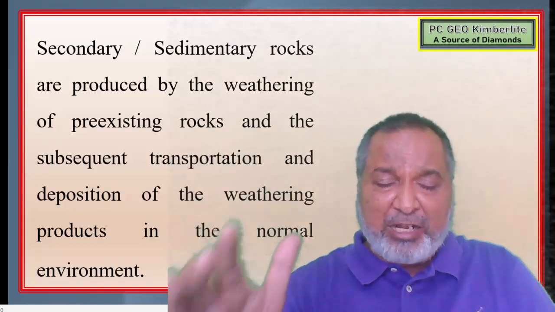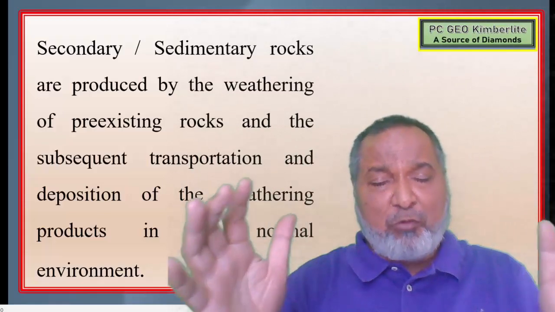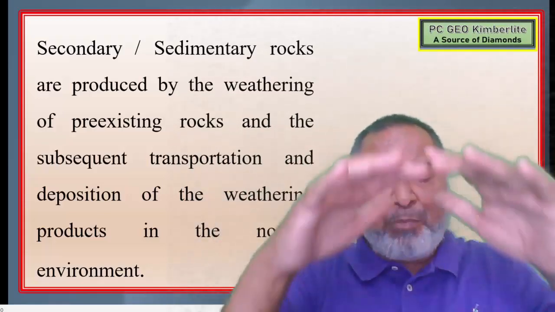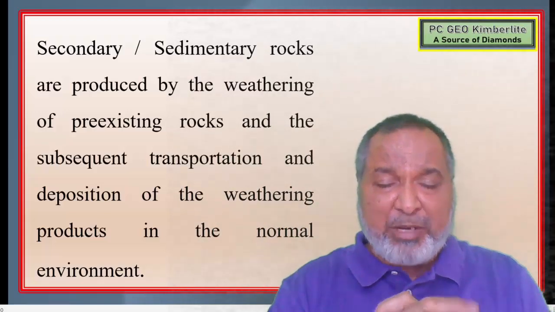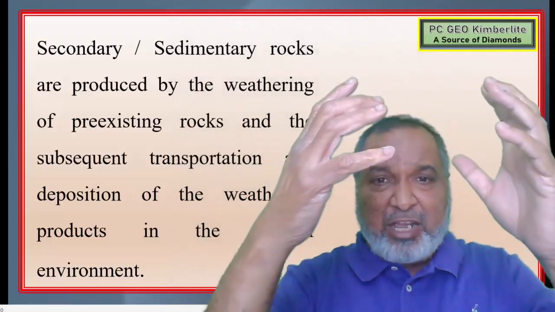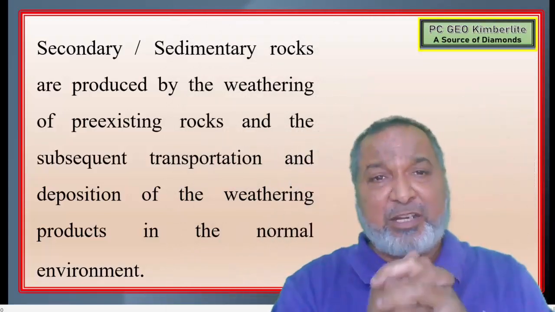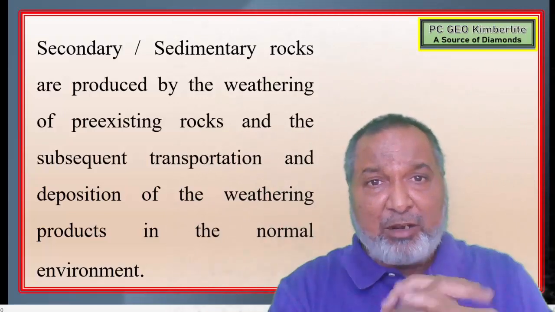As soon as velocity decreases, heavier material will first settle down, then in the final, totally stagnant water, the suspended part will settle down, and slowly precipitation will take place from that water. Whatever material is dissolved, chemical reaction has taken place and the material will settle down. So this is the way deposition takes place in the normal environment.